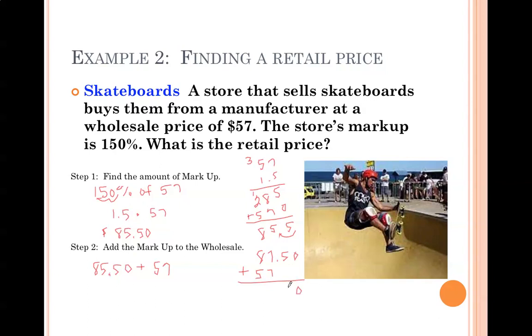Gives me 0, 5, bring down the decimal. 7 plus 7 is 14. Carry the 1. 13 plus 1 is 14. So, oh, I messed up right here, sorry. Let's see, this is supposed to be $85.50. Sorry about that. So let's see, 5 plus 7 is 12, so that should be a 2 there. And then carry the 1, so it should be $142.50.